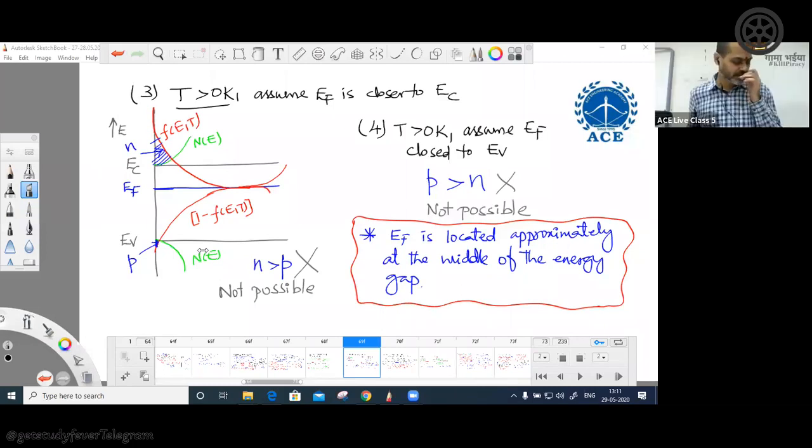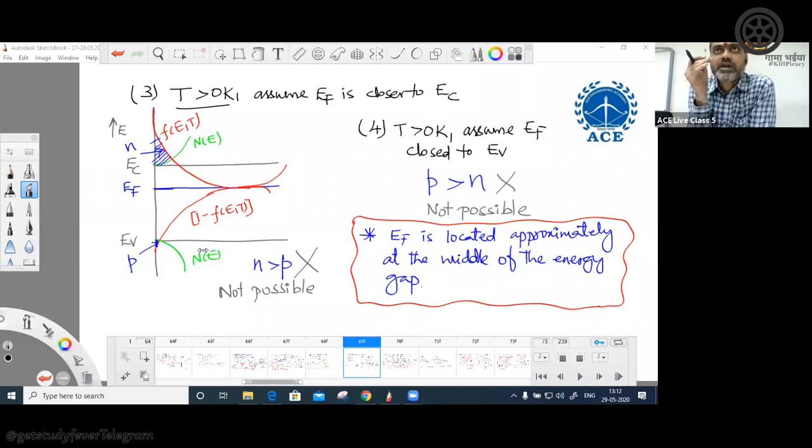Yeah, but that is what I'm going to explain. If you see the second statement that we have given, it signifies once T is greater than 0 Kelvin. Please listen carefully. T greater than 0 Kelvin. What is the statement that we have given? Exactly half of the available energy levels are occupied.